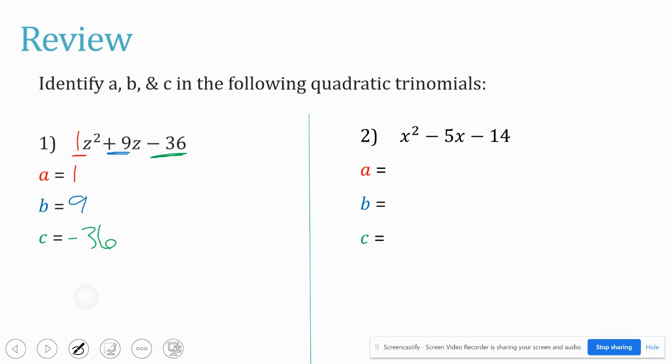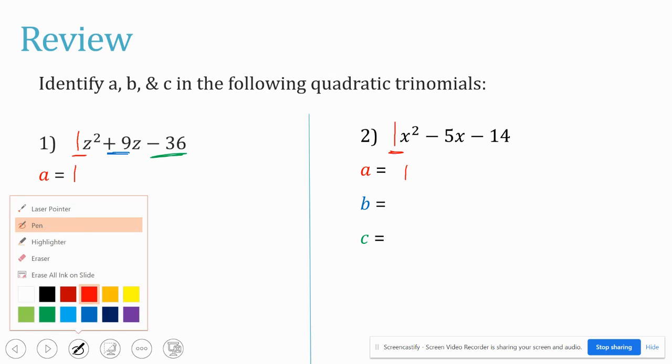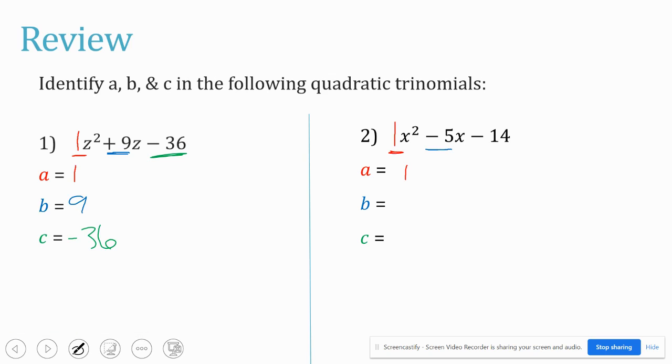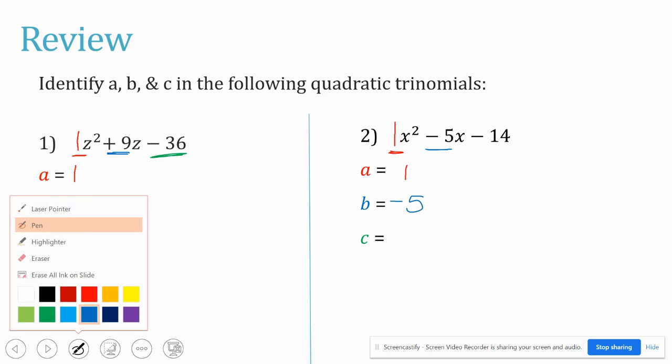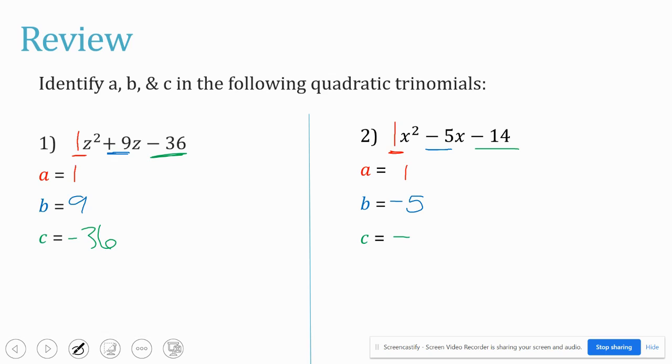Okay, for number 2, same thing. We do not have a number in front of x, so we know that's an invisible 1. That's our a value. Our b value is going to be this negative 5, what's right next to the x. And then our constant is this negative 14. Today we can see that these c values are negative, and that's what we're going to focus on.